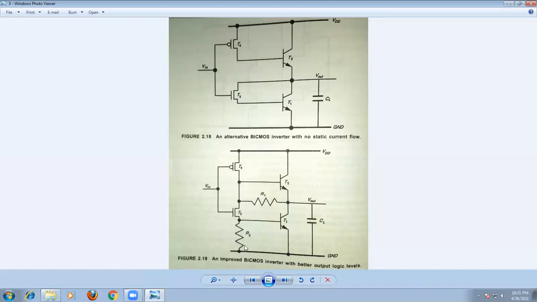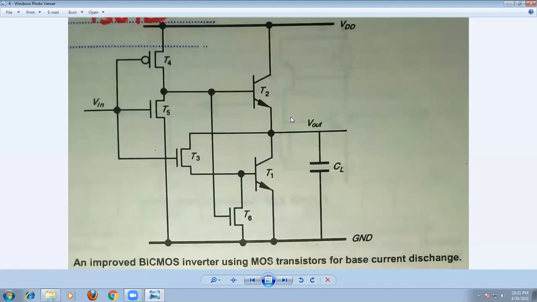Now, instead of these resistors, we can provide transistors for the base drive. For transistor T2 we can provide a transistor, and for this transistor also, the base charge will be discharged through a transistor. So we can use transistors instead of these two resistors. Now let's go and see the circuit. Just come to here.